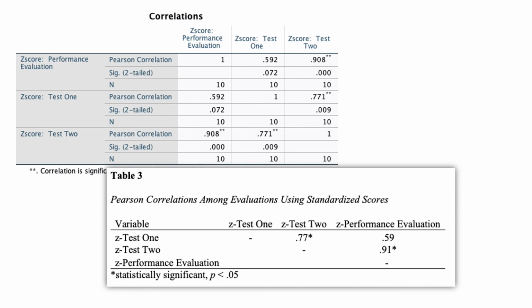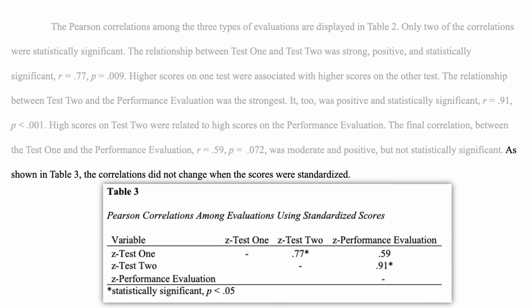Now I'm going to use the standardized scores. And lo and behold, my matrix doesn't change. The correlations do not change when you standardize the scores. So I'll add that to my narrative. As shown in Table 3, the correlations did not change when the scores were standardized. When we standardize scores, we don't change the value of the score. We change its relationship in standard deviations. We just report it a different way.